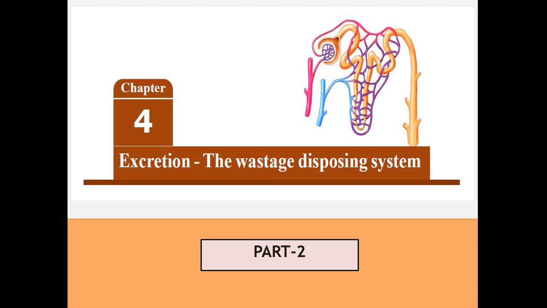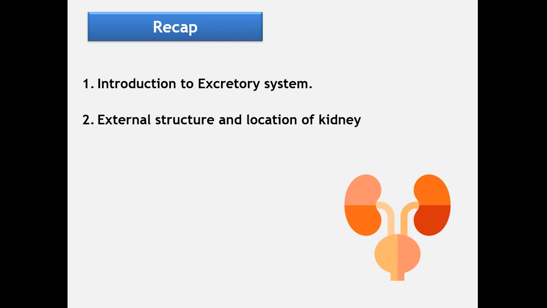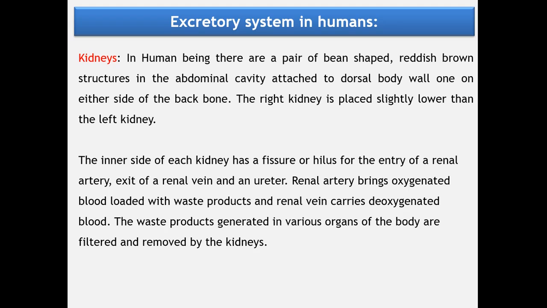Welcome to the second session of lesson 4, that is excretion, the wastage disposing system. In our previous class, we have studied why the excretory system is needed by organisms, and the external structure and location of the kidney. In this session, we will continue with the excretory system in humans and the internal structure of the kidney.